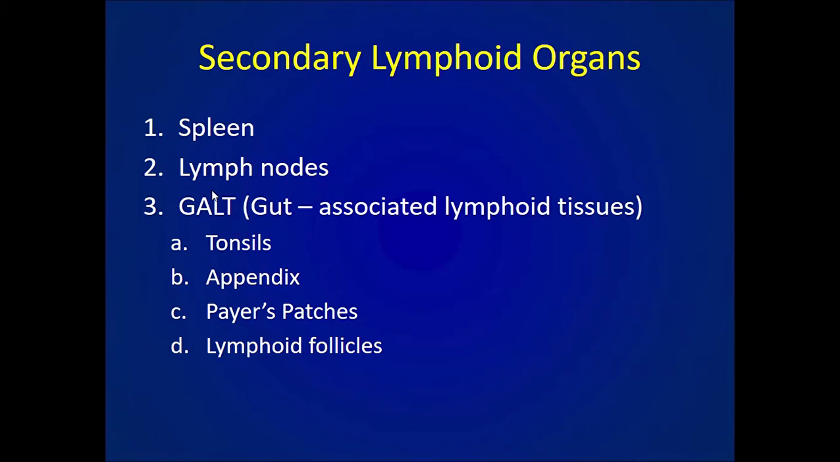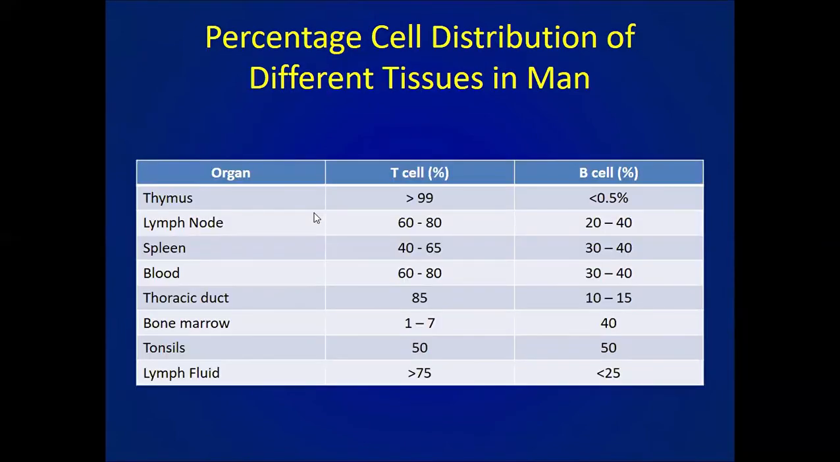Neutrophils, the appendix, the Peyer's patches, and the lymphoid follicles. So these organs are rich with lymphocytes. Okay, so this table will just give us the relative distribution of the cells, the T and the B cells in the different tissues in man. So please take note where the T cell predominates and where the B cell predominates.